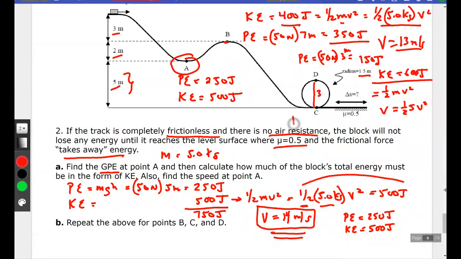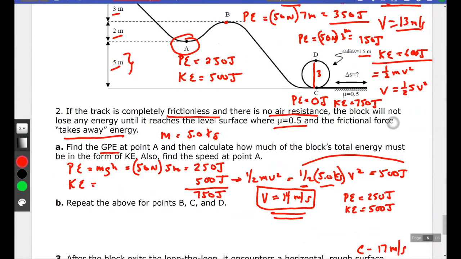I skipped C. The PE here is 0 joules, so it's all KE at the bottom, which is 750 joules. And once again, I could find the velocity, but I think it's very repetitive. It's just 1/2 of 5 times v squared. You can work that out. It's silly to take the time to do that.